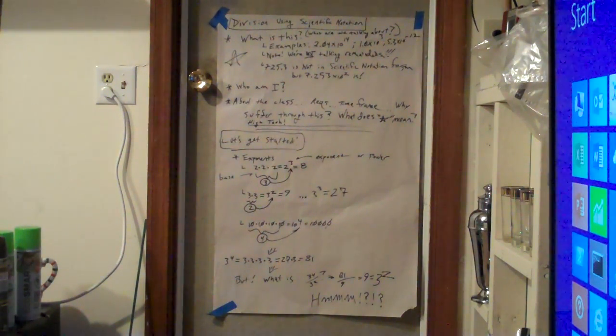This sounds probably pretty redundant for most of you, but you would be surprised how many students I will ask off the cuff quickly, hey, what's 2 to the third? And the answer will come back 6. I know it's an instinct, but that's not the way the game is played. 2 to the third means 2 times 2 times 2, which equals 8.